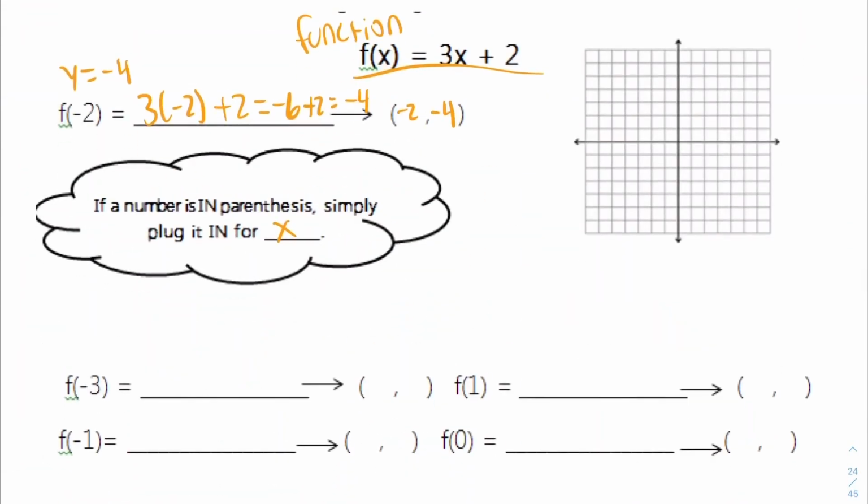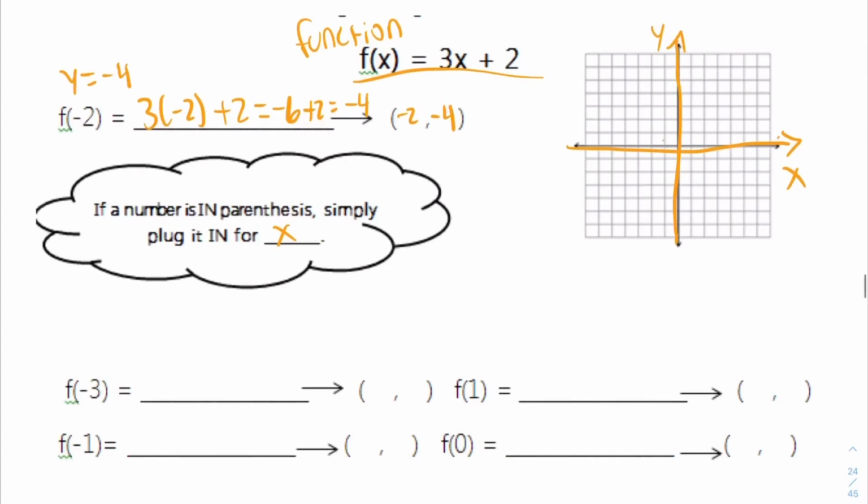Now let's graph this. X, y, put those arrows on the end. We need to go 2 to the left and down 4. You don't need to draw the grids, you only need to put the tick marks. This was f of negative 2.